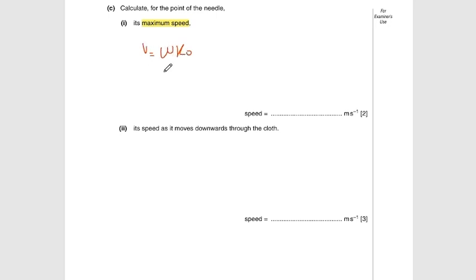Now I know what omega is, that is 28.3. 28.3 multiplied by x naught, which is my amplitude, which was 11 millimeter. Since it's in meter per second, I have to convert millimeter into meter, which is 11 into 10 raised to the power minus 3, and you should be getting 0.3.